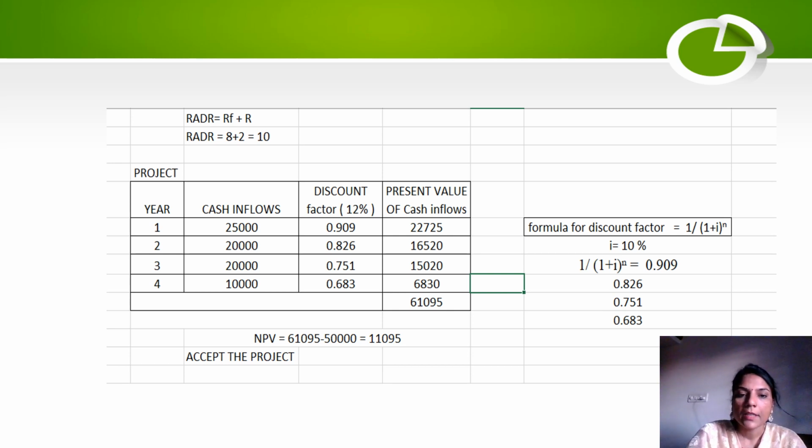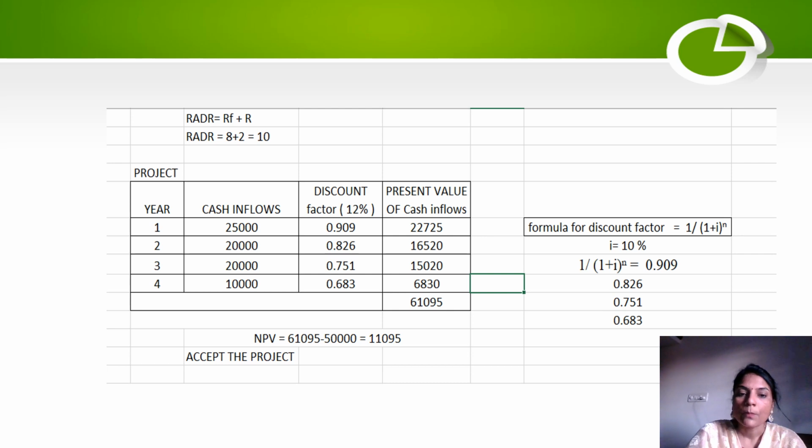Fourth year, cash inflows are 10,000 and the discounting factor is 0.683. So 10,000 multiplied by 0.683 is 6,830. Now we will calculate the total present value of cash inflows by adding all these: 22,725 plus 16,520 plus 15,020 plus 6,830 will give you 61,095 rupees. This is the total present value of cash inflows after 4 years.